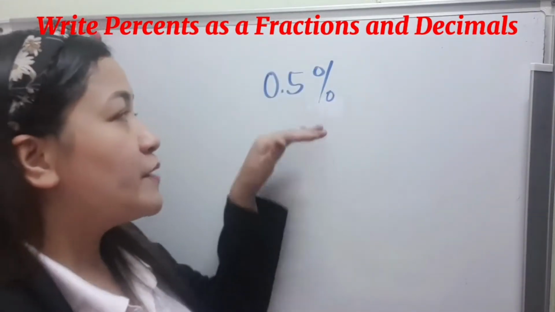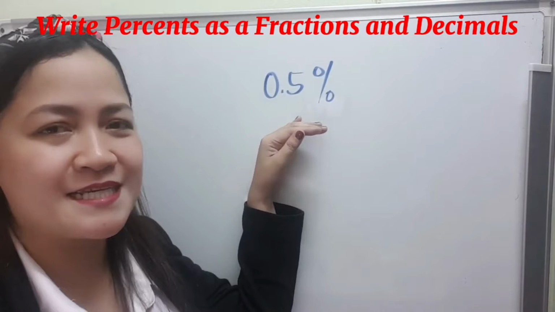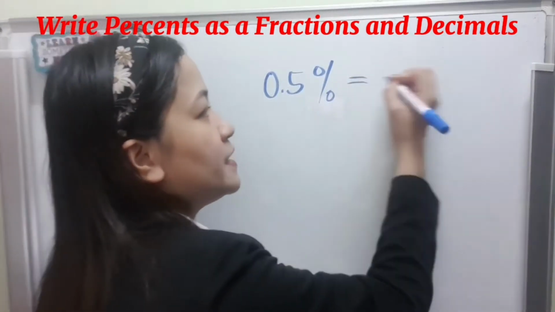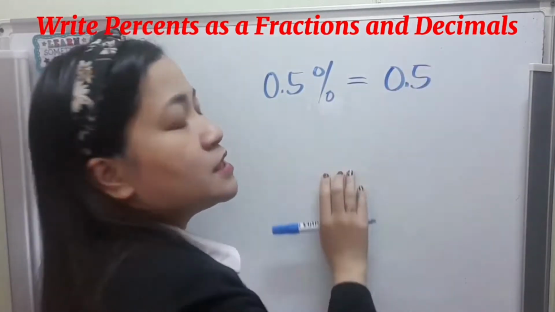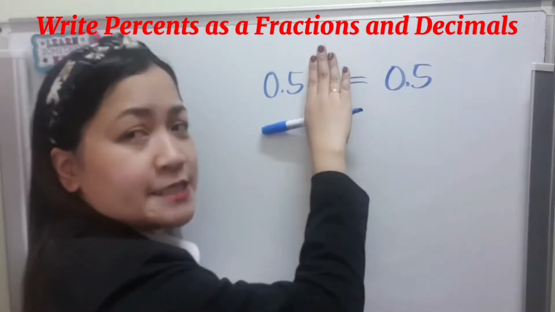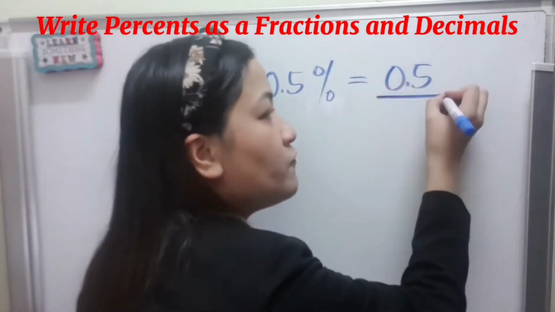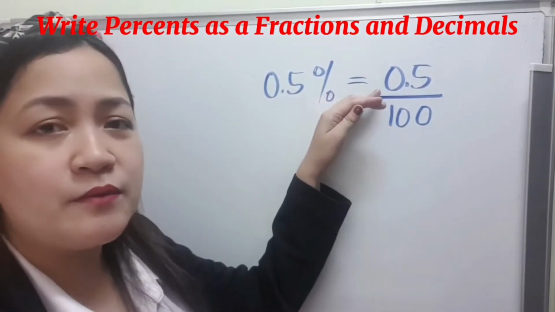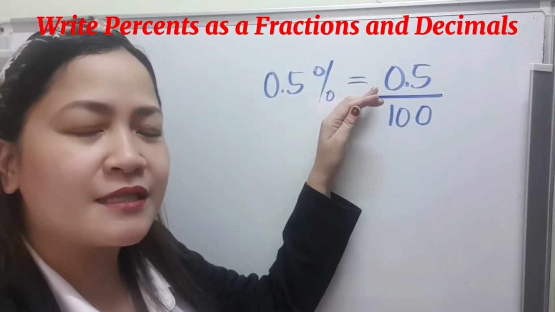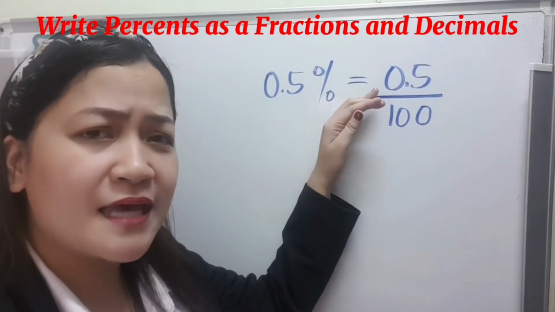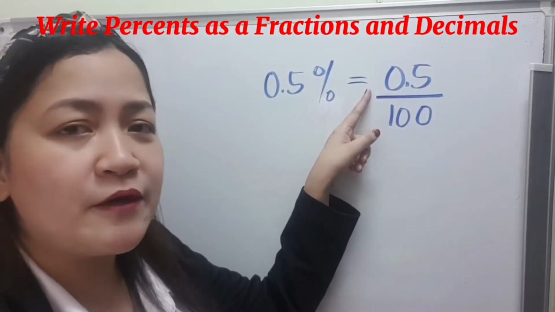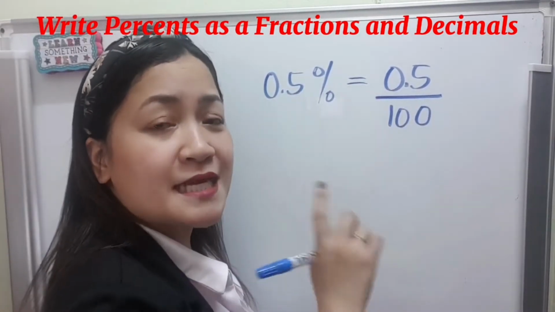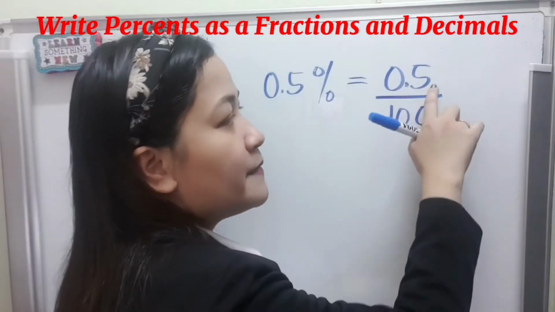Another example, we have here 0.5%. So we are going to write it as a fraction. So that will be 0.5. You see, we just removed the percent symbol. So 0.5 over 100 or out of 100. As you can see, our numerator is a decimal. So we will make it a whole number. And how are we going to do that? We are going to multiply our numerator by 10 to make it a whole number. So multiplying it by 10 moves the decimal point one place to the right, making it 5.